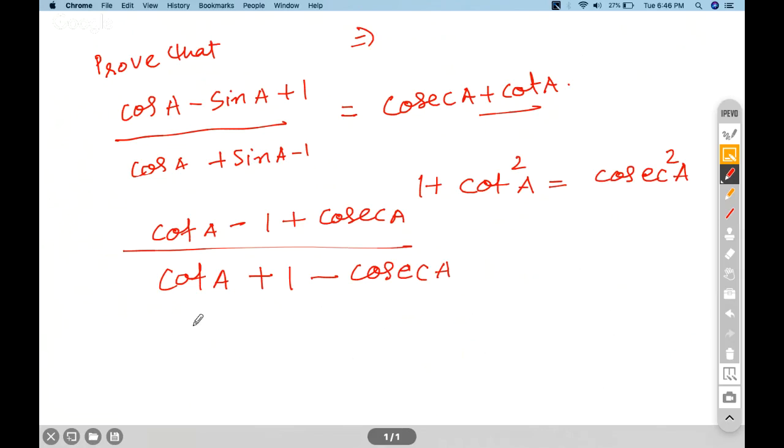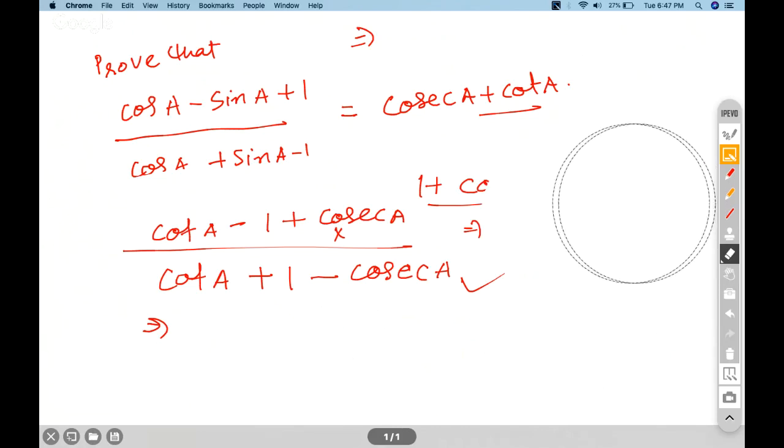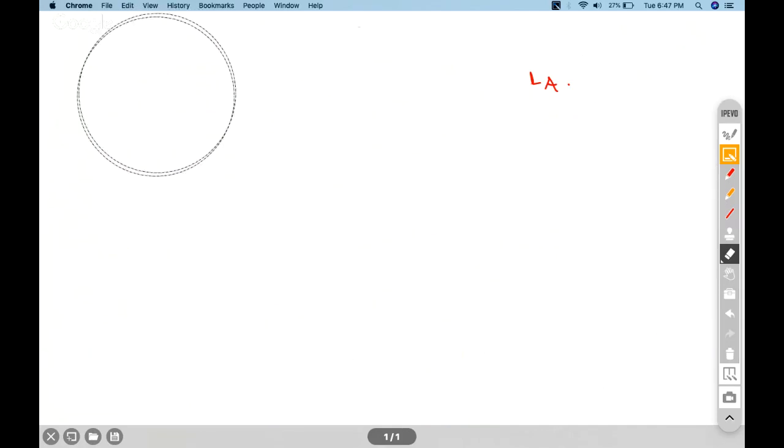Now if you have this thing, so what you get over here is you can multiply this with, again I'm not doing the same rationalization again, you can rationalize it by multiplying this with cot A minus 1 minus cosec A, and then you can utilize this formula 1 plus cot square A is equal to cosec square A. So by that method also you can solve this question. So whichever method you like, you can utilize that method. Now let me give you a question from Circle.